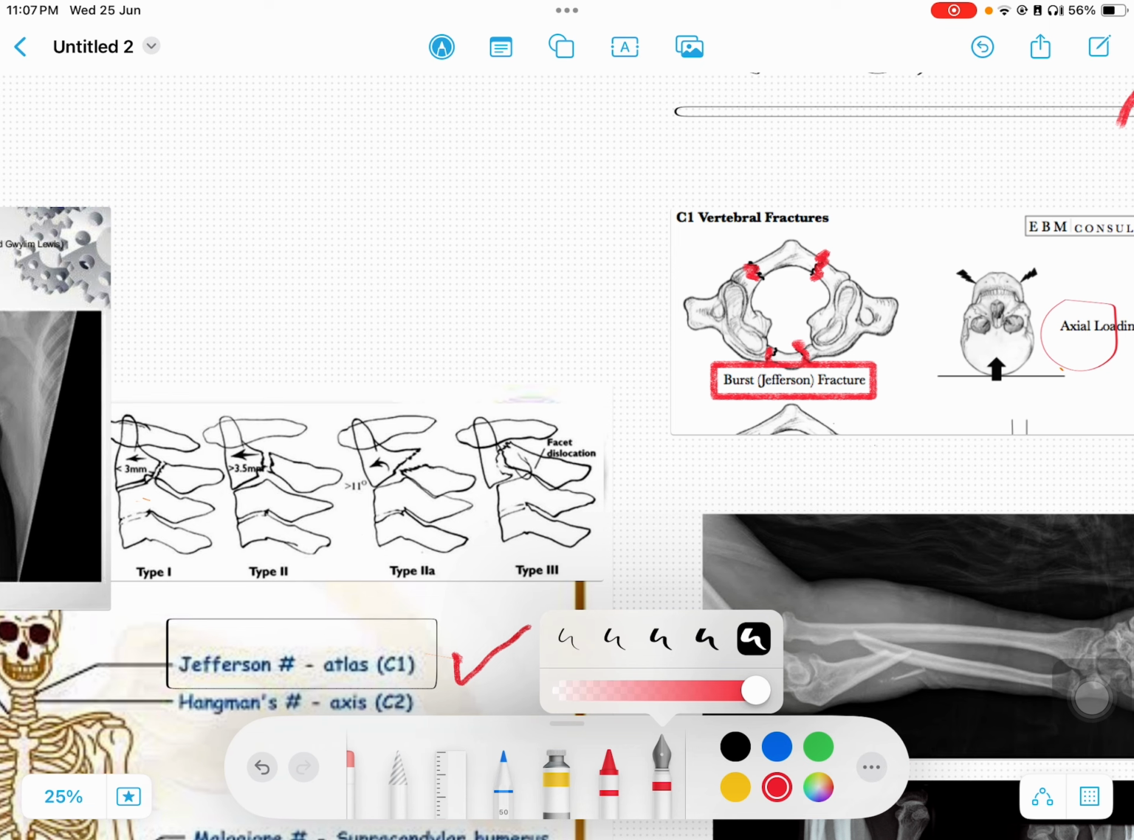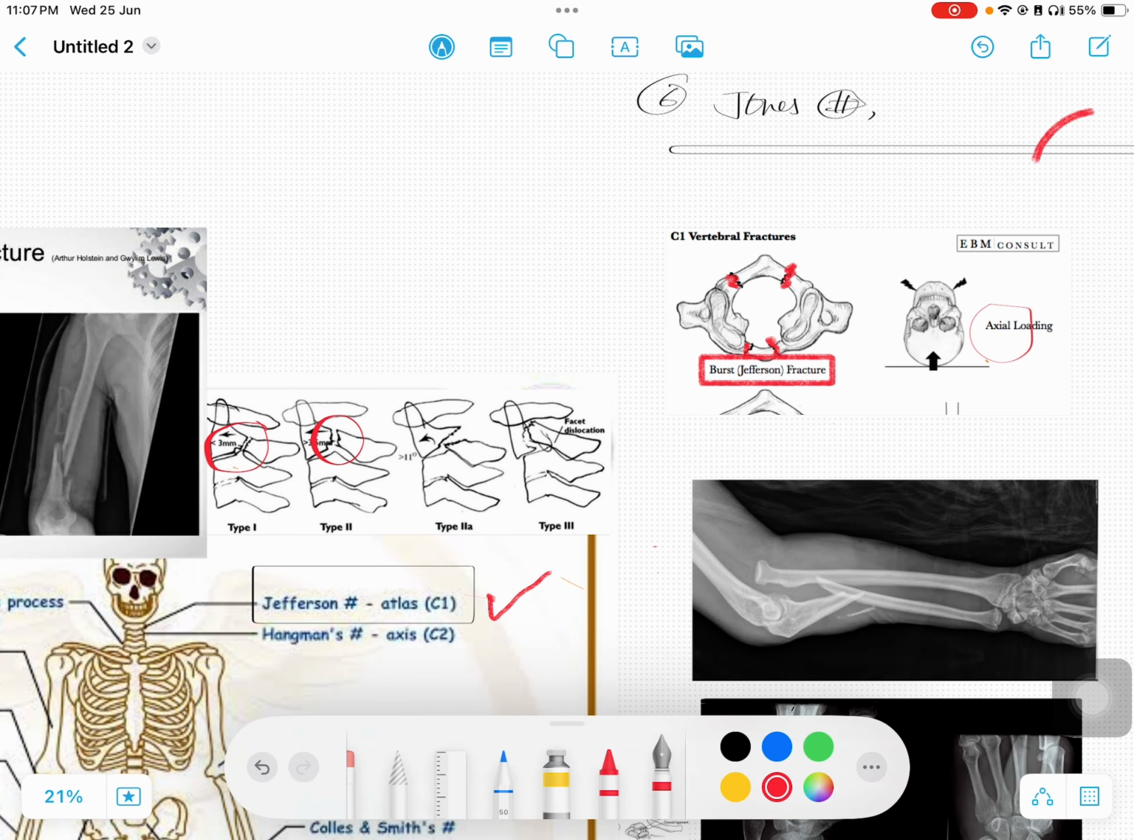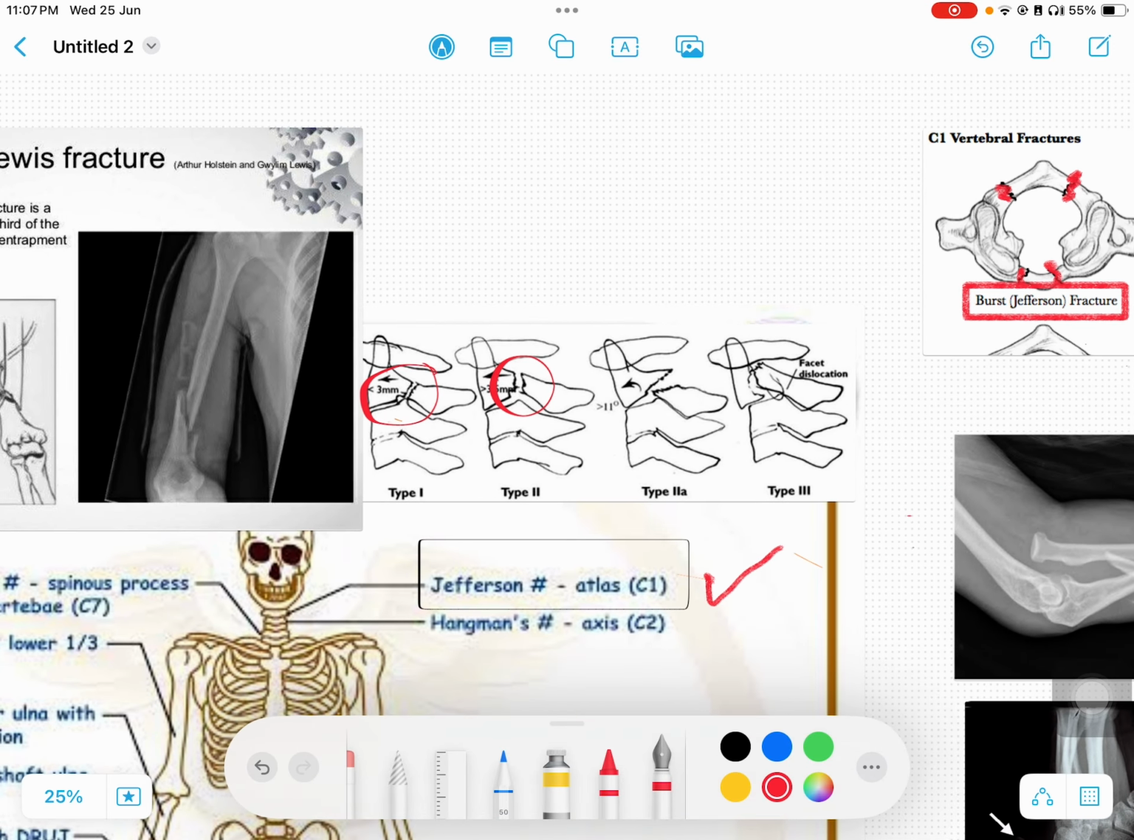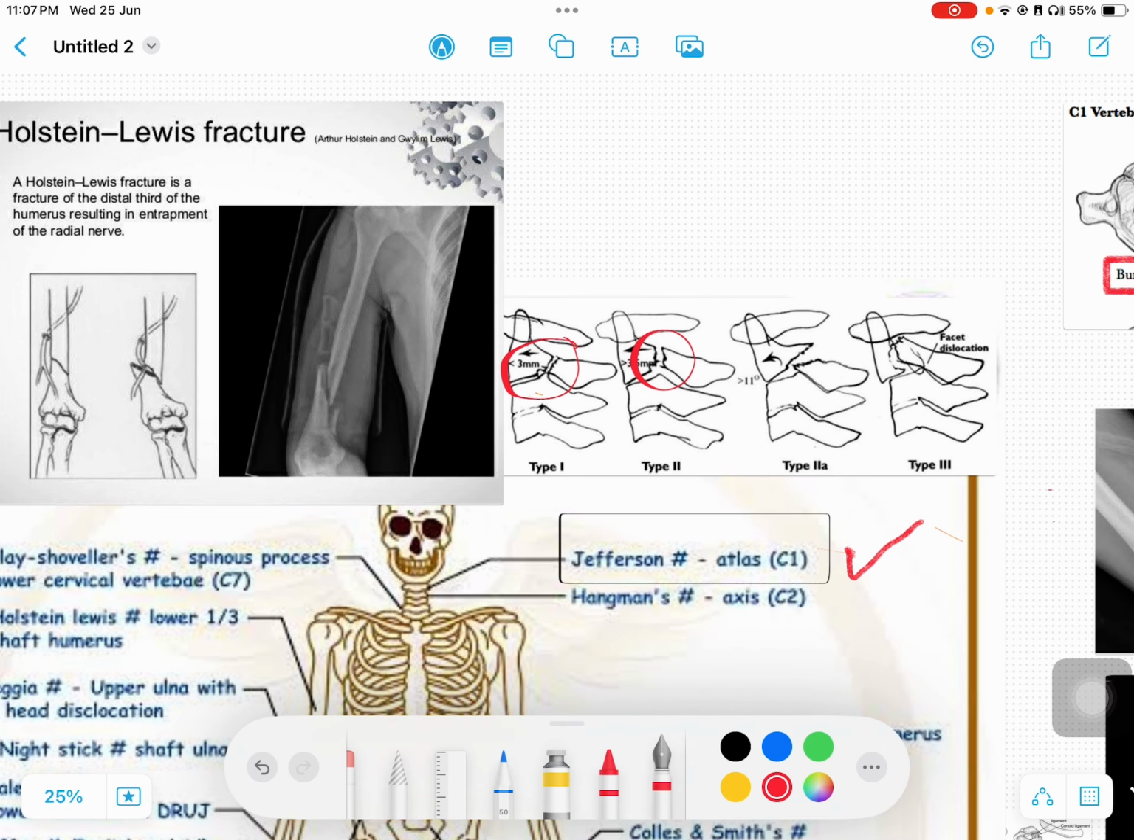Okay. Next, the second one is the hangman fracture. What is a hangman fracture? It is a C2 vertebral fracture, at the pars interarticularis, the region where the fracture occurs. It depends on where it has occurred. The third one is the clay-shoveler's fracture, that is a lower vertebral spinous process fracture, a C7 vertebral fracture.